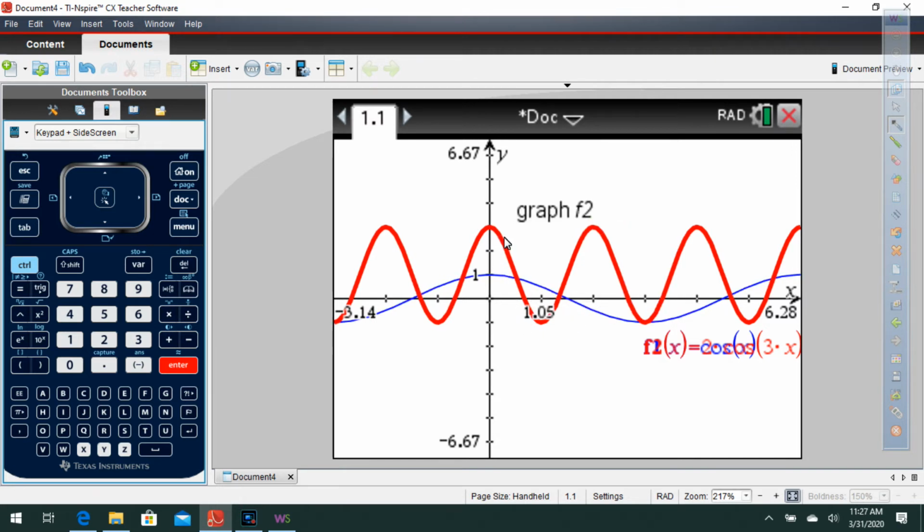Starts up and goes down. There's 1 pi, or half a pi over 3, there's 2 pi, and it's back up there at it. Okay, we did good that time.